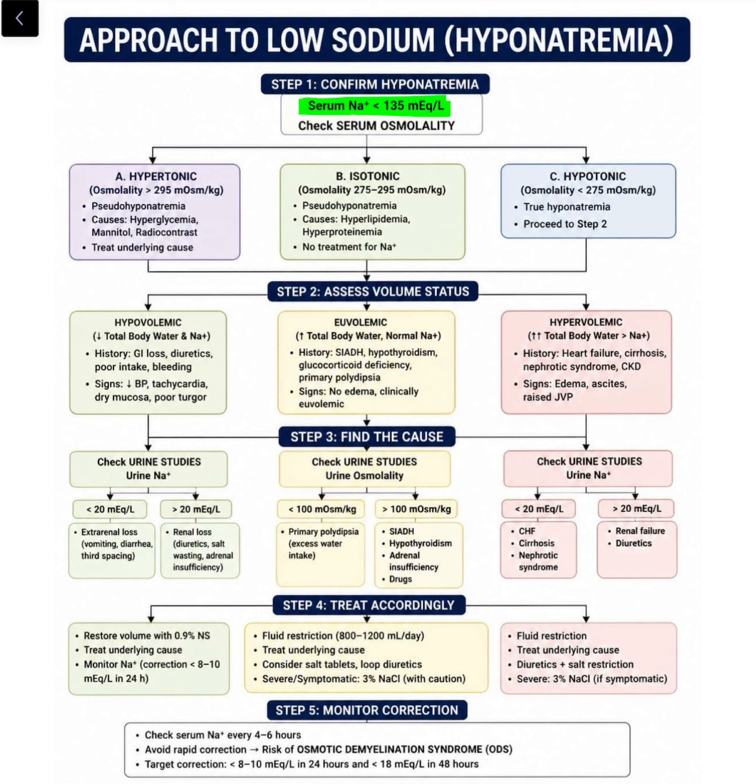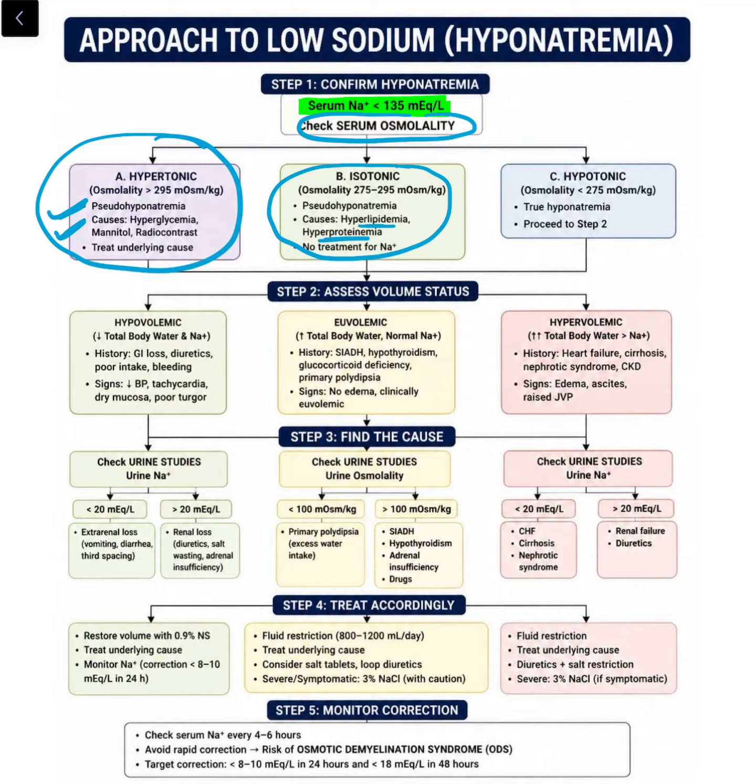Now, serum osmolality, as we have discussed, could be hypertonic. Osmolality could be increased, which could be a cause of translocational hyponatremia, as we have discussed, or pseudohyponatremia. Pseudohyponatremia causes are like hypertriglyceridemia and paraproteinemia, and translocational hyponatremia causes can be glucose, mannitol, and any contrast. With isotonic osmolality, the cause can be pseudohyponatremia as we have discussed, and you don't treat the sodium here. The true hyponatremia is hypotonic, when the osmolality is low.